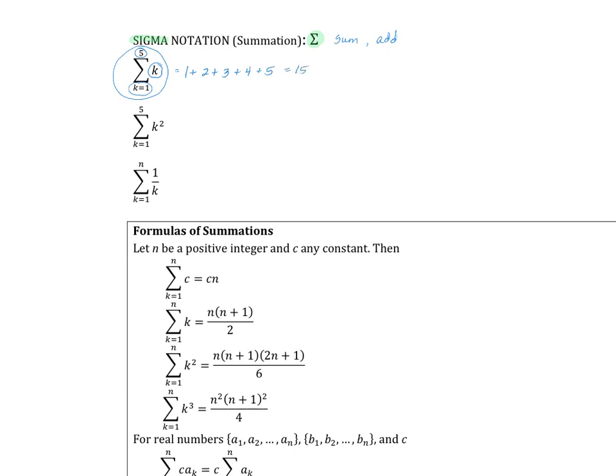So let's try another one. We're going to start at k equal to 1. So this sum is equal to, I need to put in 1 for k, so that's 1 squared, plus I put in 2 for k, and I get 2 squared, plus 3 squared plus 4 squared, and I'm stopping when k is equal to 5. So the last term would be 5 squared. So when I add all this up, it's 55.